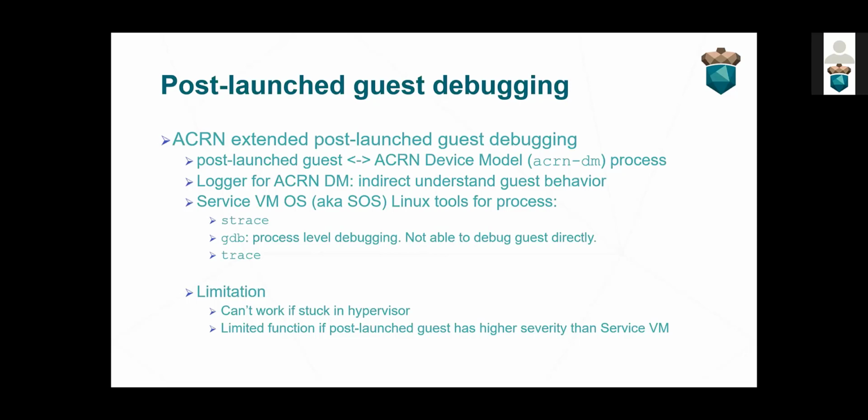For example, we could use GDB to attach to the ACRN DM, and then we could set a breakpoint on, for example, some IO port access. Then when the guest tries to access that port, we could stop the ACRN DM, and we could know that the guest is trying to access this port. We could know whether it's a read or write, and the value of the read or write, right?